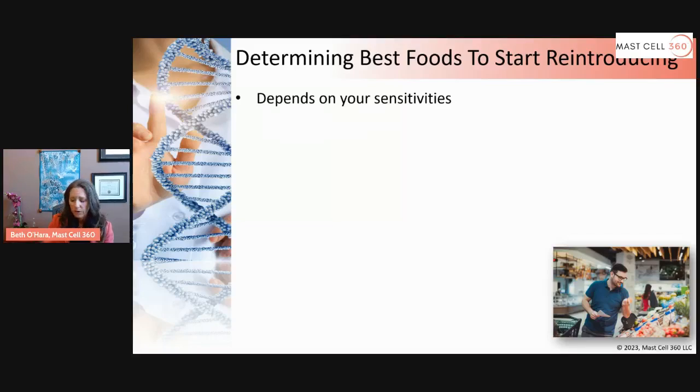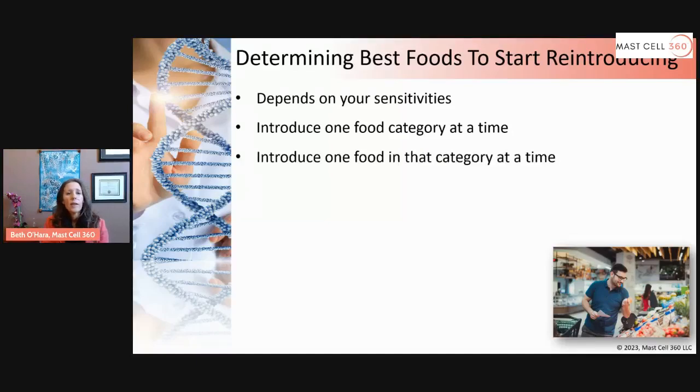When you are introducing foods, work with one category of food at a time. So that means if you're sensitive to histamines, oxalates, and salicylates, then as you start, introduce something low in all three of those. Because you don't want to be confused if you react to something that was high in histamines and high in salicylates. Well, which was it that got you? So we'll talk about some ways to do that.